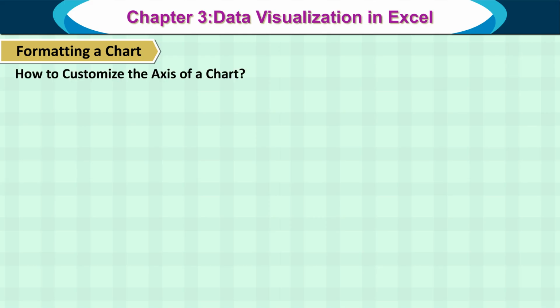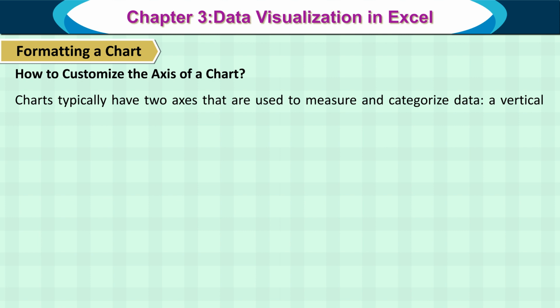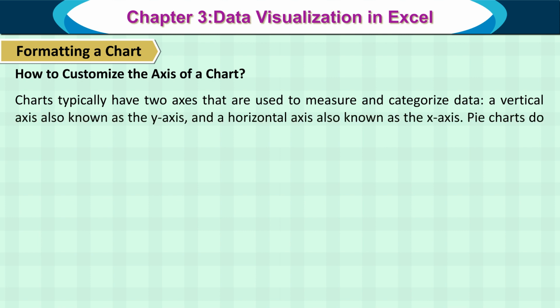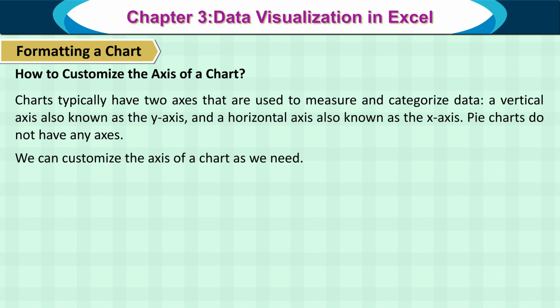How to customize the axis of a chart? Charts typically have two axes that are used to measure and categorize data: a vertical axis, also known as the y-axis, and a horizontal axis, also known as the x-axis. Pie charts do not have any axis. We can customize the axis of a chart as we need.